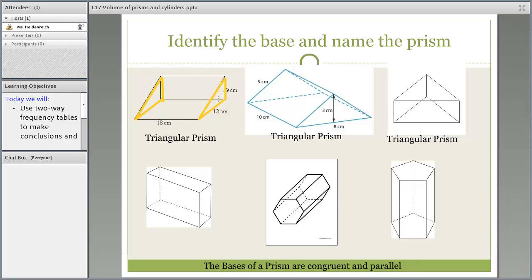Okay, and then we've got a rectangular prism looking like a box. And then for this one in the middle, on the bottom, our base is a hexagon. So that's a hexagonal prism. And then we've got a pentagon for the base on the last one. So that's a pentagonal prism.